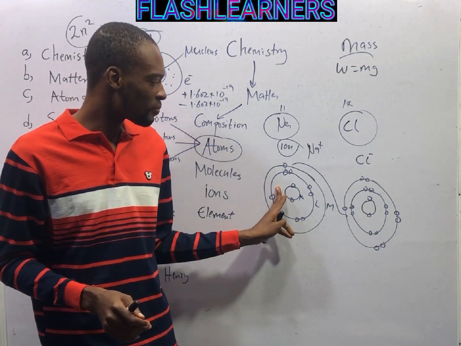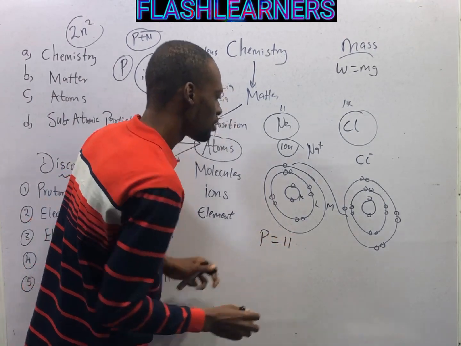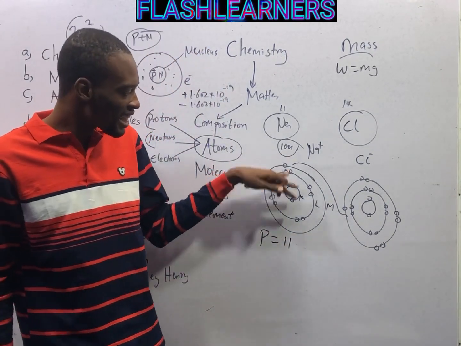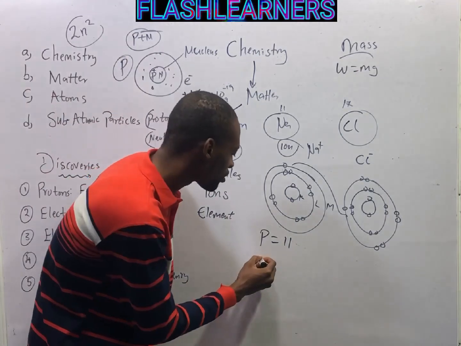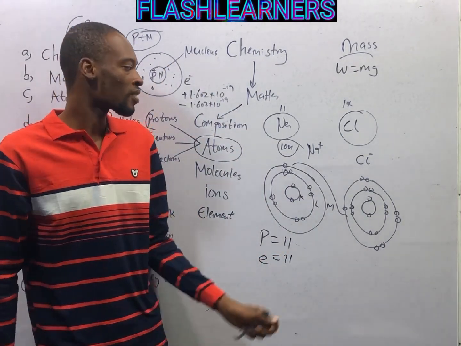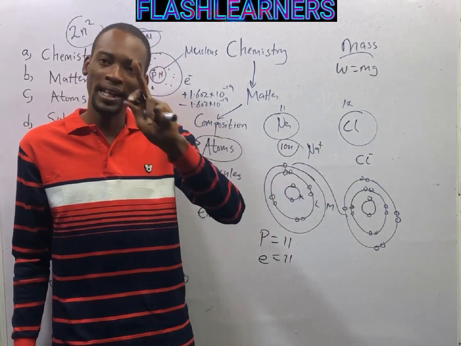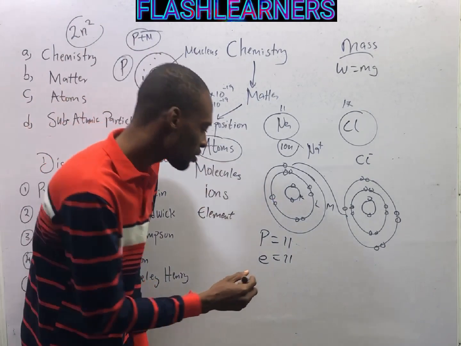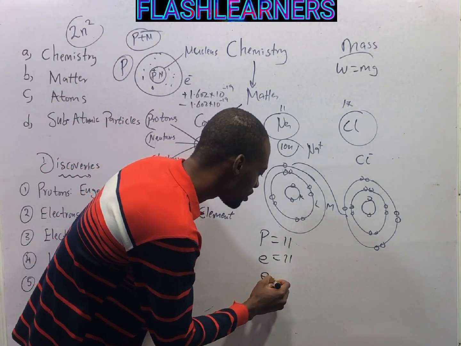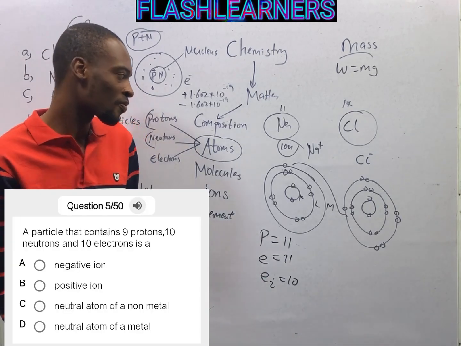This sodium has 11 protons. P is equal to 11. Since in this case it is neutral, electron is also equal to 11. But what has happened? After giving out an electron to become an ion, it means it has 1 electron lesser than proton. So electron now is equal to 10 because 1 electron has been given out.